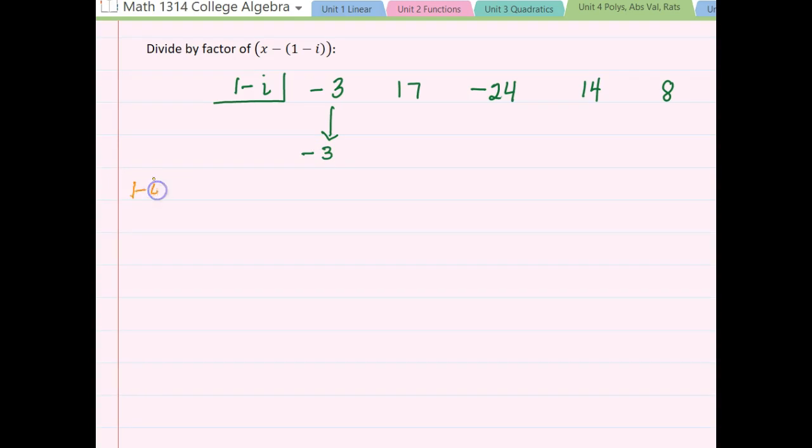Now we multiply 1 minus i times -3. When we do that, we get -3 plus 3i. We're going to add that to our next number, which is 17. So we have 17, and then underneath that we have -3 plus 3i. When we add that, we're going to get 14 plus 3i.